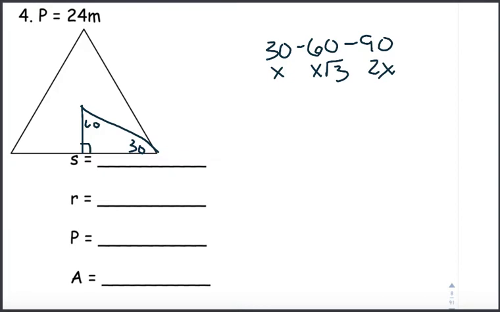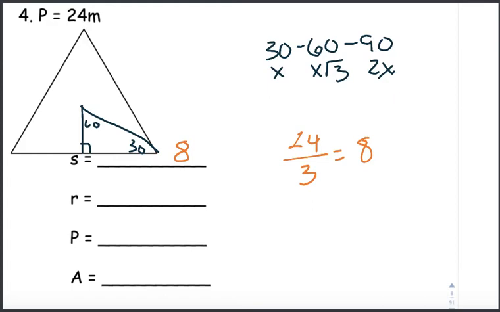On this problem, they started by giving me the perimeter. Since it's a triangle, to find the side, we'll take the perimeter and divide it by the number of sides, and we'll get 8. So in this problem, the side length is 8. But so far, I don't have anything on my special right triangle. So I need to work to get to that triangle, then find the pieces of the triangle, and then I will be able to find the rest of the items.